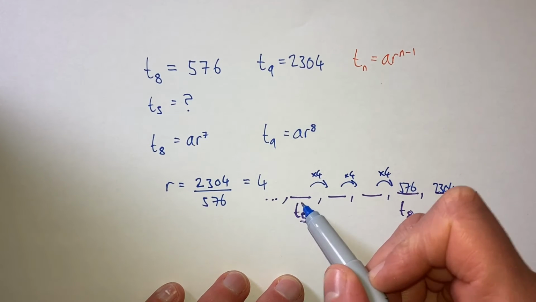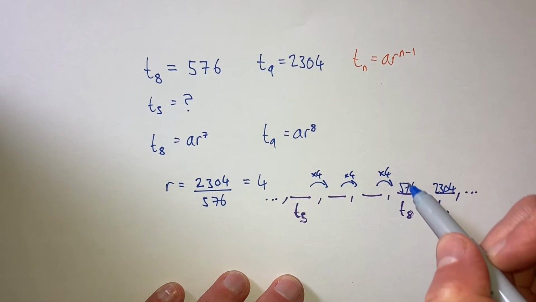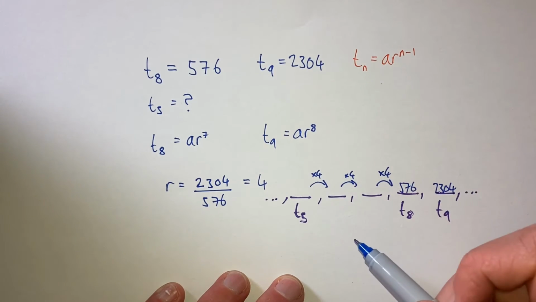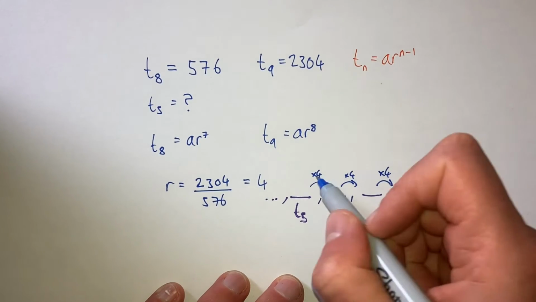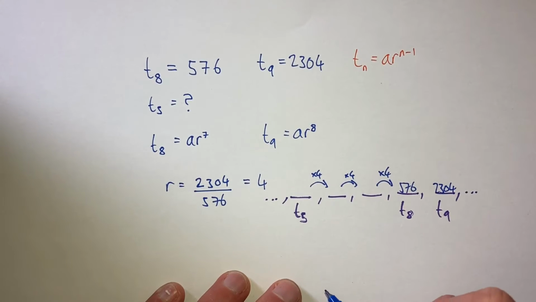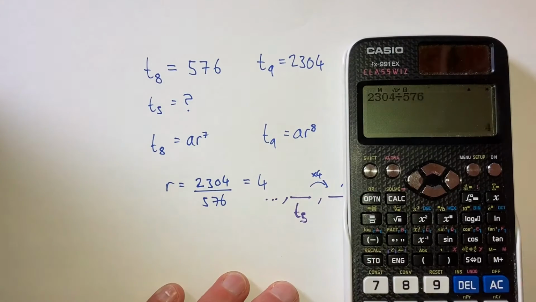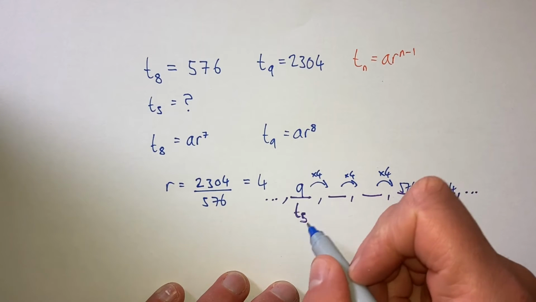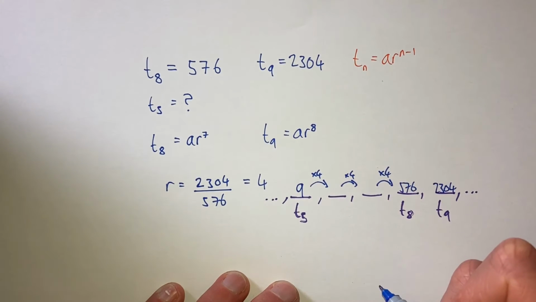So the fifth term is 576 divided by 4, divided by 4, divided by 4. So we can draw it out and work out the value of T5. So here we have that the fifth term is 9.